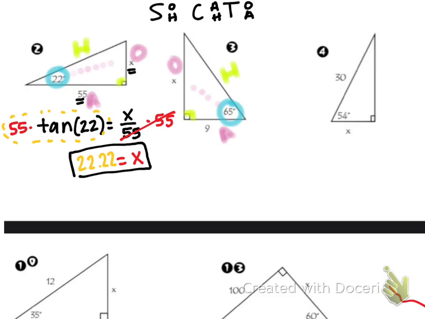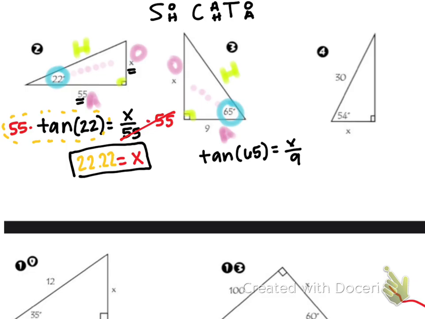All right, to figure out which one you're going to use, just look at which one has information. This O has information right there. It has an X. The A has the 9. The H doesn't. So we're going to use the one with O and A, which is, again, tangent. So tangent of 65 equals O goes at the top, so X goes at the top, divided by 9.